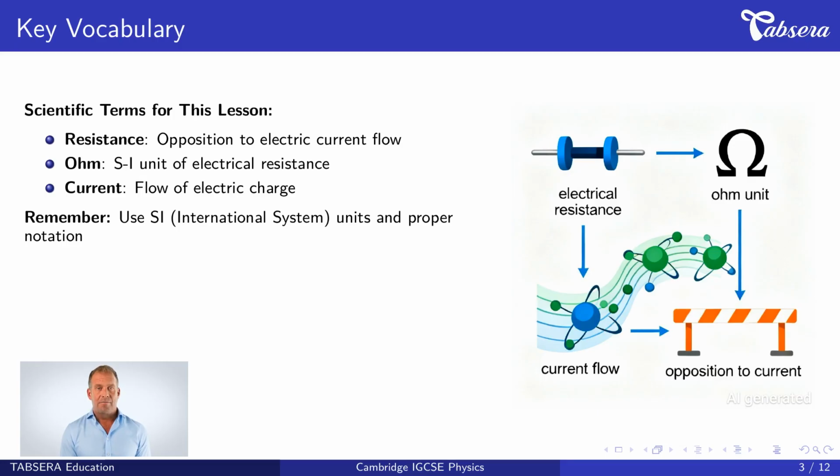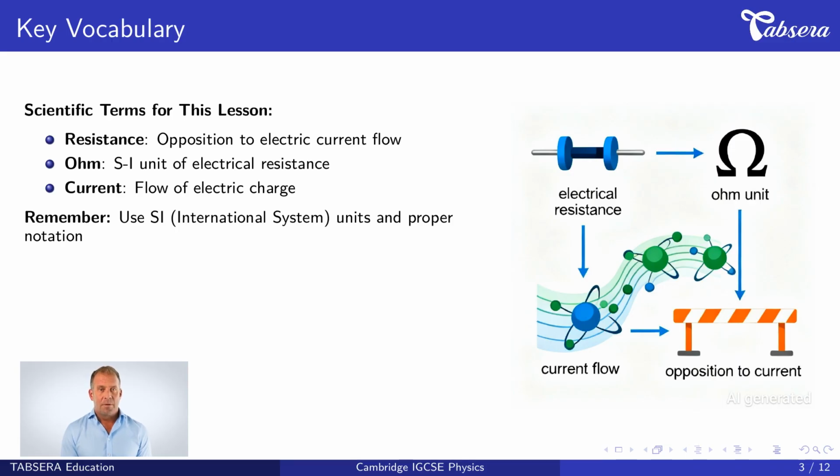Now let's define our key vocabulary. Each term is essential for understanding this lesson. First, resistance means opposition to electric current flow. Think of resistance like friction for electricity. It opposes the movement of electric charge through materials.